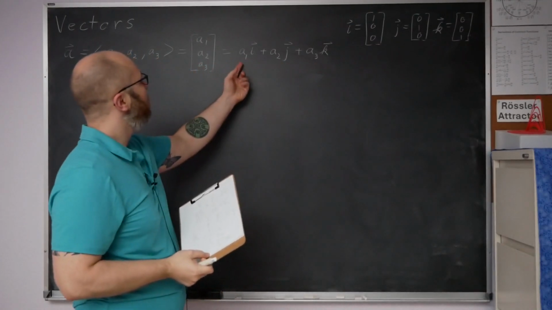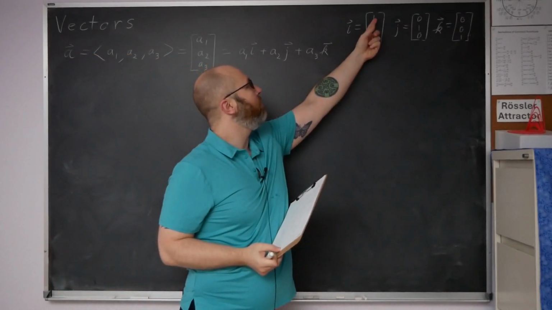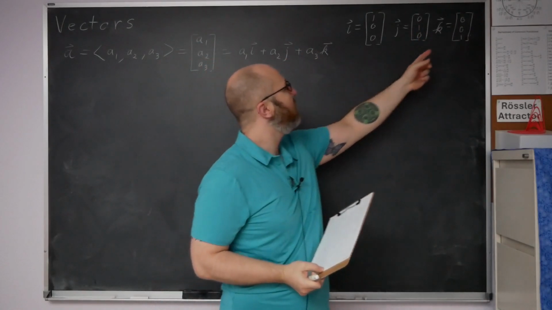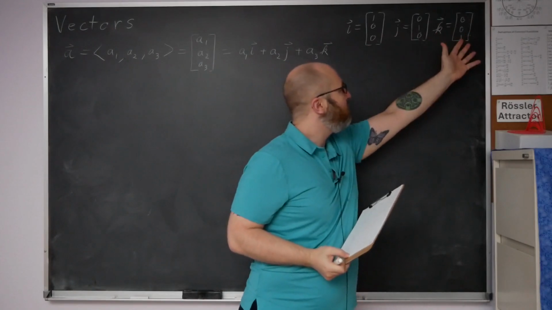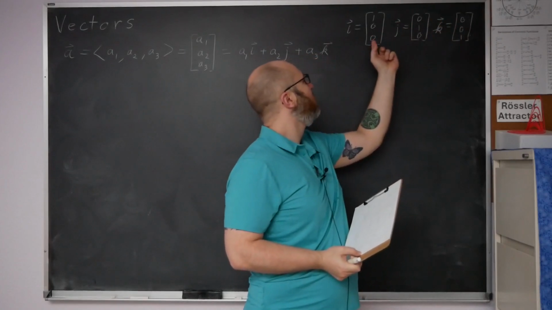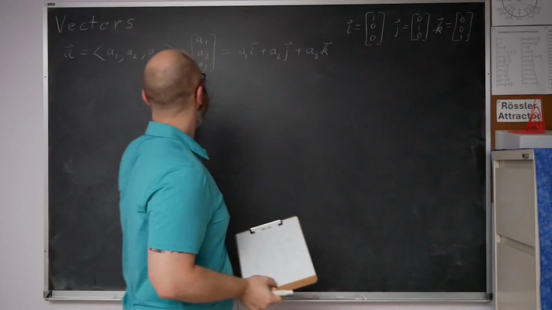All right, so A1 times this vector will give you an A1 on top, A2 times j will give you an A2 in the middle, A3 times k will give you an A3 in the bottom. You add them all together, you get A1 plus 0 plus 0, 0 plus A2 plus 0, 0 plus 0 plus A3, you get A1, A2, A3.